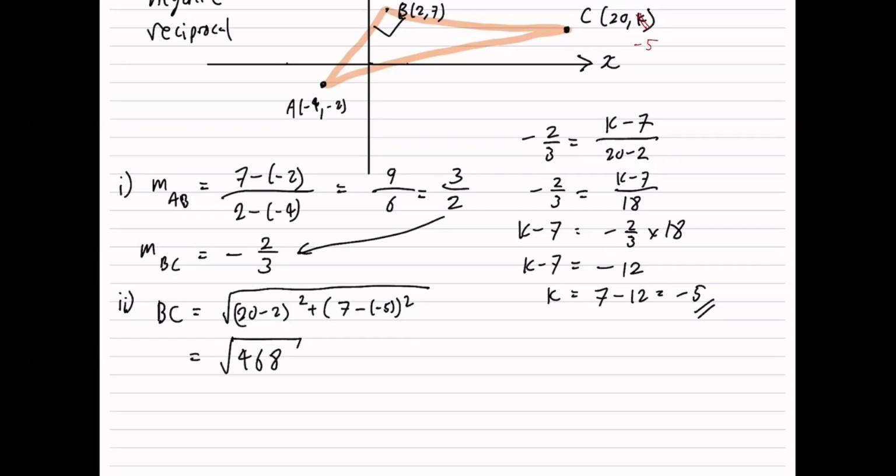It's AB. AB is equal to the square root of (2 minus -4) square plus (7 minus -2). Yeah, to avoid writing so many brackets, I'll just write down (-2 minus 7) square. Same thing. I'll get the same answer.